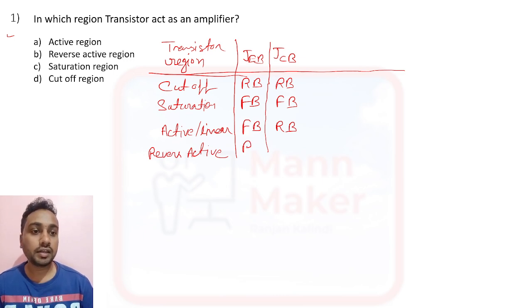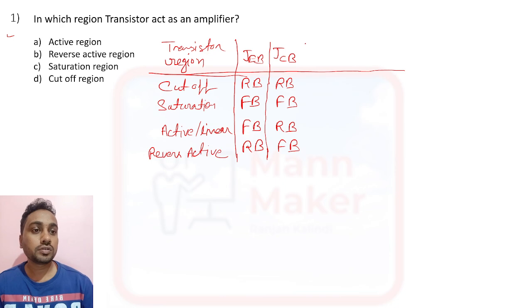Okay, and when the emitter to base junction is in reverse bias and the collector to base junction is in forward bias, then in this case the transistor works in the reverse active region. Okay, so you have to remember this condition. From here also a question may come.